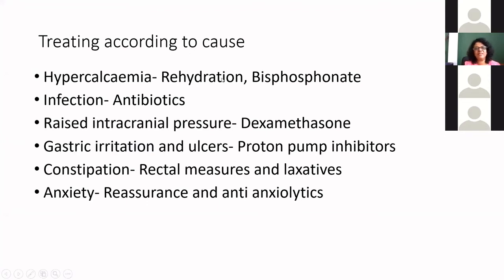If it is hypercalcemia, we have to give bisphosphonate and rehydration. And if the nausea is due to infections, we have to give antibiotic. Urinary tract infection and common infection, gastroenteritis can cause nausea. If the nausea is due to raised intracranial pressure, we have to give dexamethasone. If it is due to gastric irritation and ulcers, we have to give proton pump inhibitors. Constipation, rectal measures and laxatives. If the nausea is due to anxiety, we need to give anxiolytics. So I think now you understood the principles which we apply in assessment of symptom control.